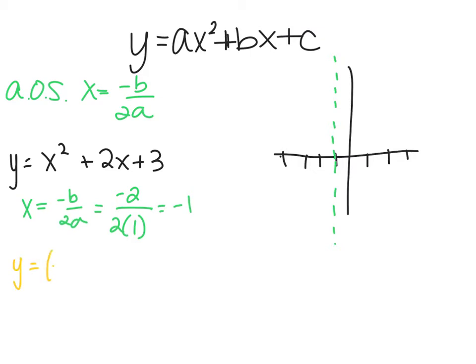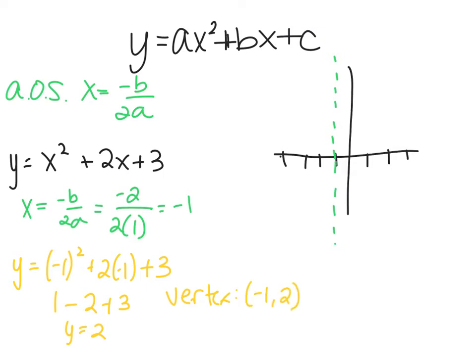Y equals negative 1 squared plus 2 times negative 1 plus 3. Please watch your order of operations. We need to make sure we square this whole x term. So negative 1 squared is 1. Positive 2 times negative 1 is negative 2, plus 3. So we get negative 1 plus 3, which gives me a y value of my vertex of 2, which means that my vertex is the ordered pair negative 1, 2. So I'm going to graph that on my graph.